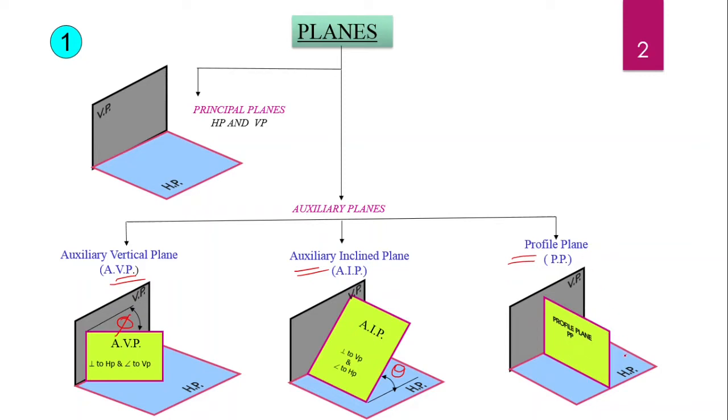A view in which visual rays are perpendicular to HP is known as top view. A view in which visual rays are perpendicular to VP is known as front view. And a view in which visual rays are perpendicular to PP is known as side view. These are the three types of views.